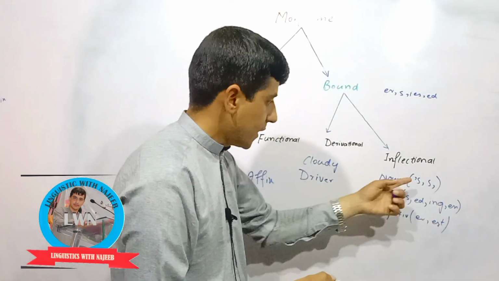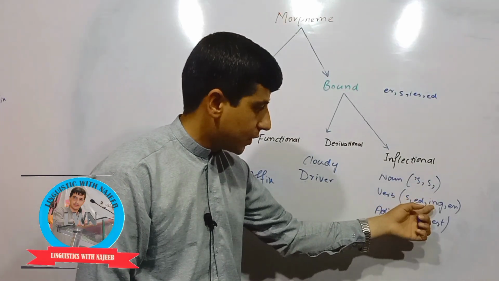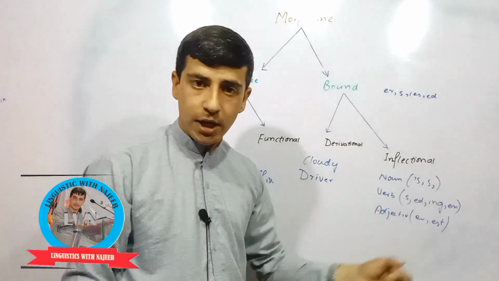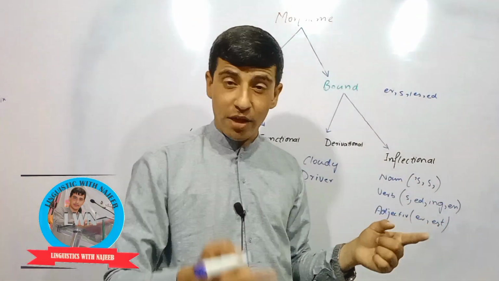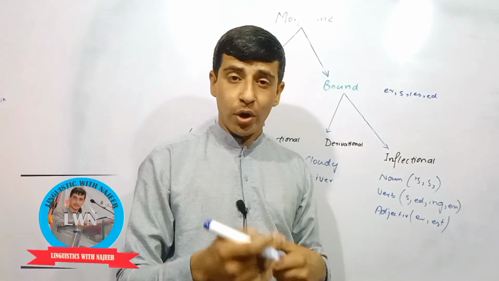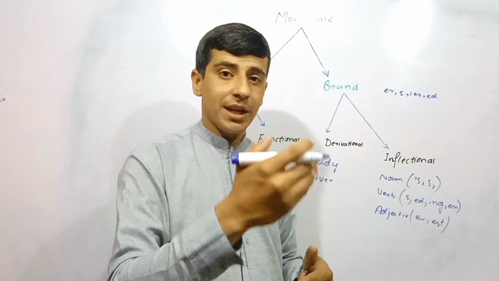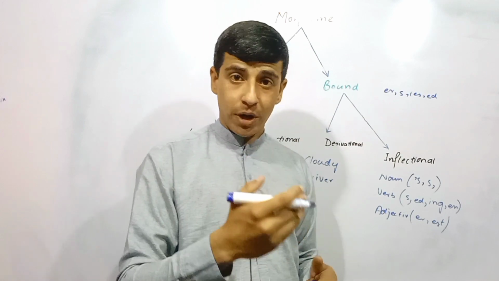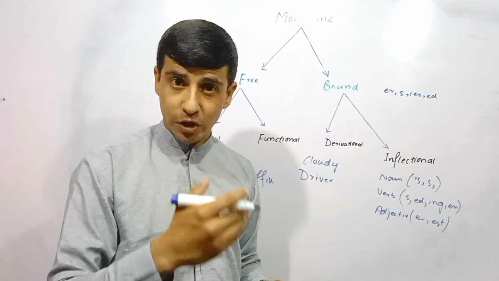So these, apostrophe s, s, ed, ing, en, er, and est, belong to inflectional morphemes, and they are 8 in number. They do not change the grammatical class of a word. They are just indicating or determining the grammatical function. They're not changing it.